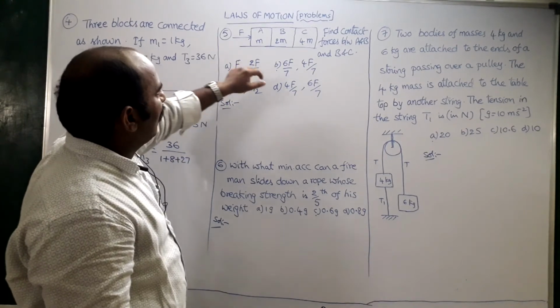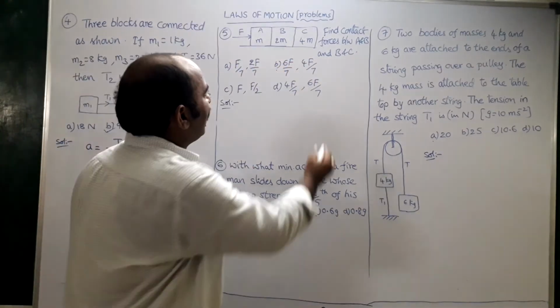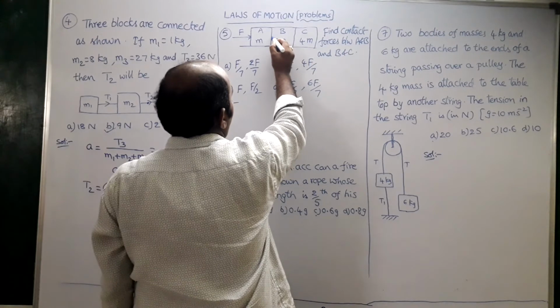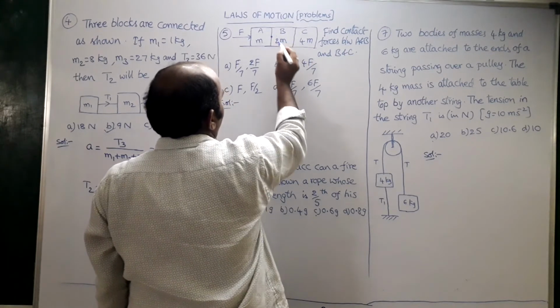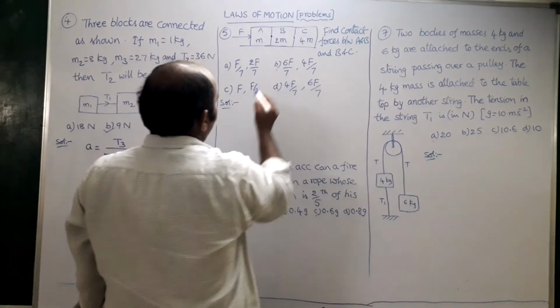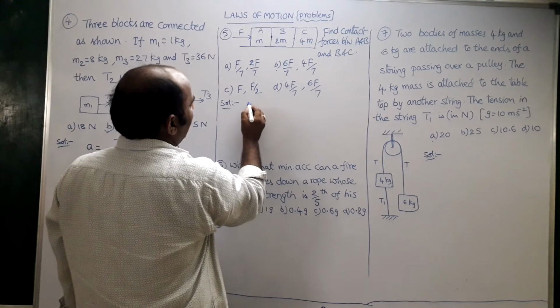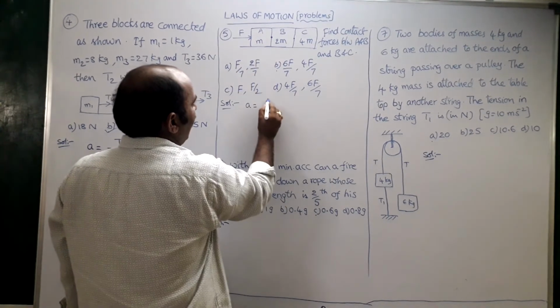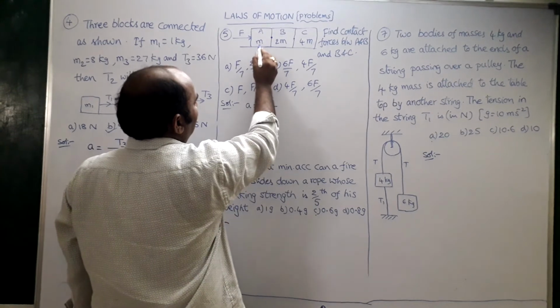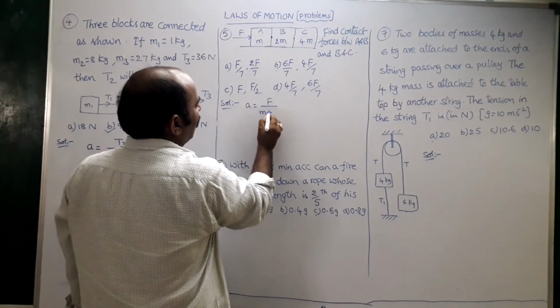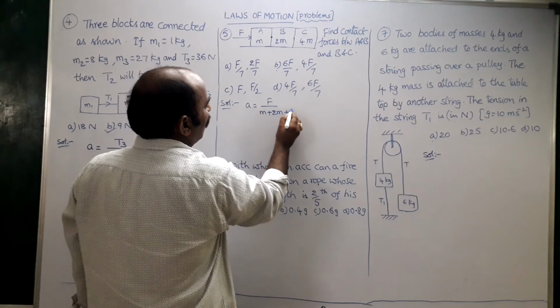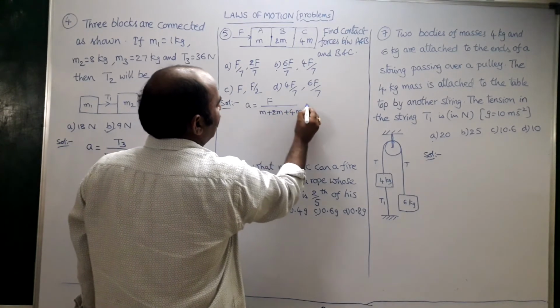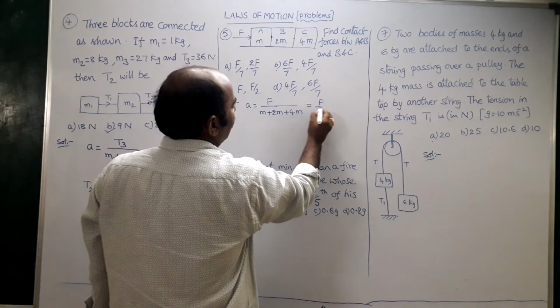Fifth problem, also related to the fourth problem. Find the contact forces between A and B and B and C. First we have to find the acceleration value. A is equal to total external force F by total mass m plus 2m plus 4m. This is equal to F by 7m.